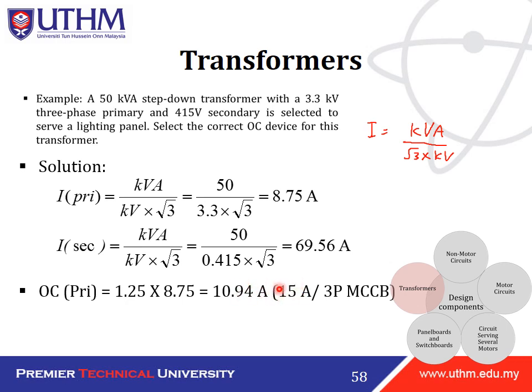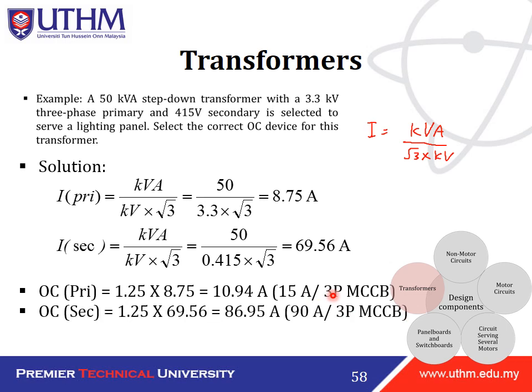So by using the equation, we got the overcurrent protection device for primary side is 1.25 times the FLA equal to 10.98 ampere. So approximately we use the 15 amp 3-pole MCCB. And then for secondary, we have 1.25 times 69.56 amp equal to 86.95 ampere. We use approximately 90 amp rated.